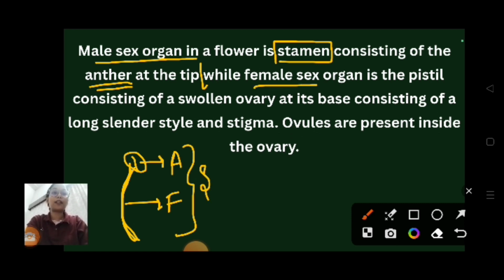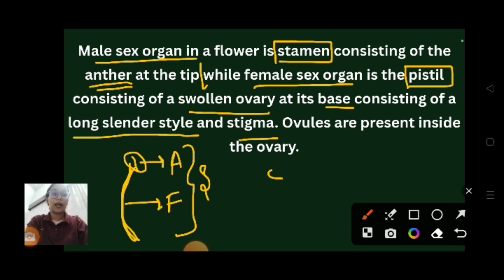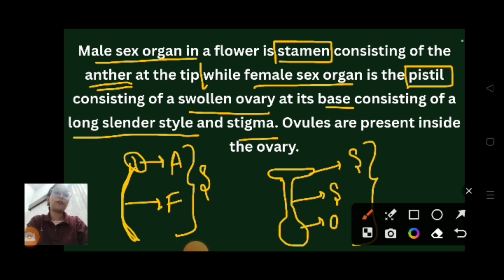Okay, the female sex organ is known as your pistil, which consists of a swollen ovary at the base, a long slender style and a stigma. This is the female reproductive part I am making. So this is stigma, style, ovary. Altogether the female reproductive part is called the pistil.